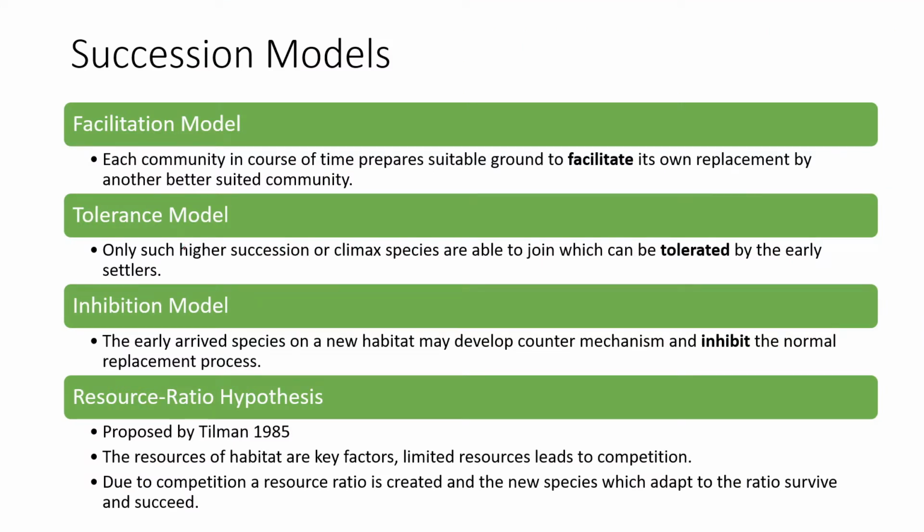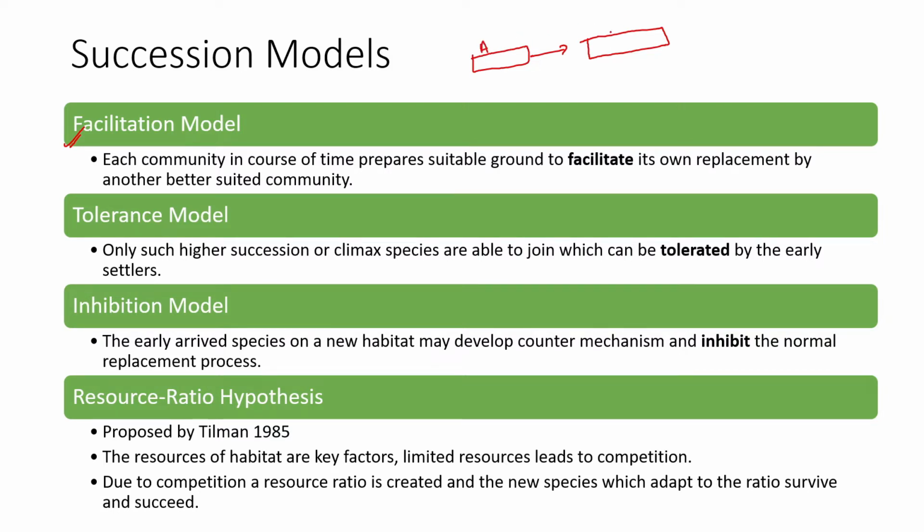So there are multiple models of succession. Models of succession talk about how a community moves forward. One is the facilitation model, where each community in the course of time prepares suitable ground to facilitate its own replacement. I mean, if a region moves around from here to here, let's say there was a species A.